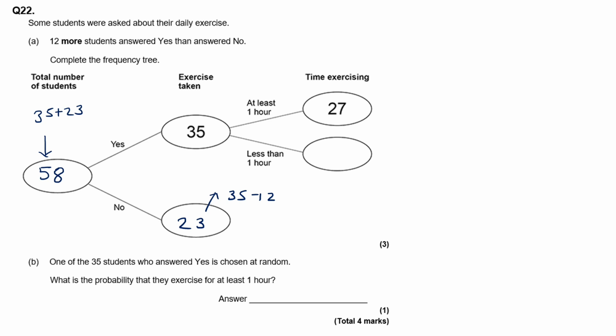And if I've got 27 here, I will need 8 to make it 35. So question B is saying that one of the 35 students who answered yes is chosen at random. What's the probability that they exercise for at least 1 hour? From 35, the ones who exercise at least for 1 hour is 27. So it could be 27 out of 35.